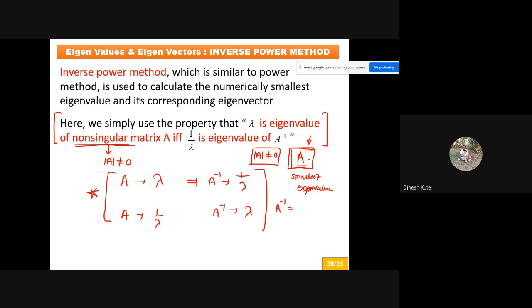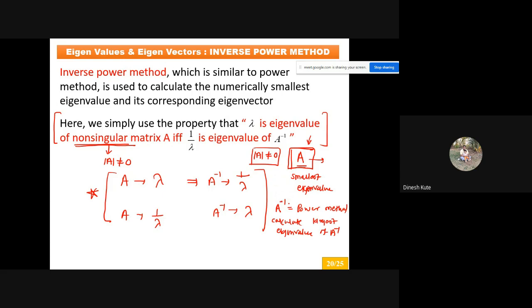Now instead of matrix A, I will consider A inverse. Here we have given matrix A. After that, calculate its inverse. Now instead of this matrix A, do all the calculation for A inverse, and using power method, calculate the largest eigenvalue of A inverse and follow the same steps for A inverse.